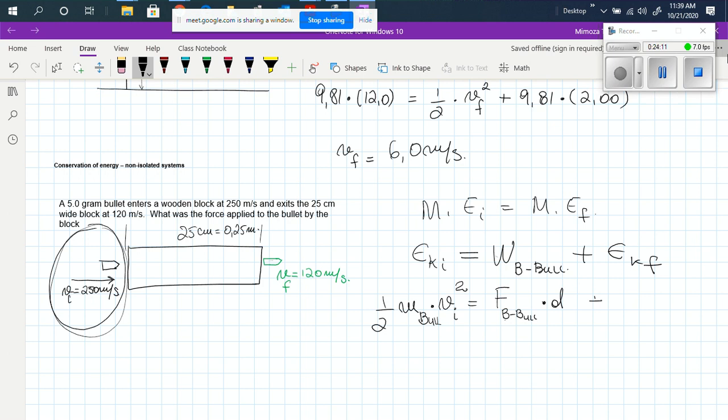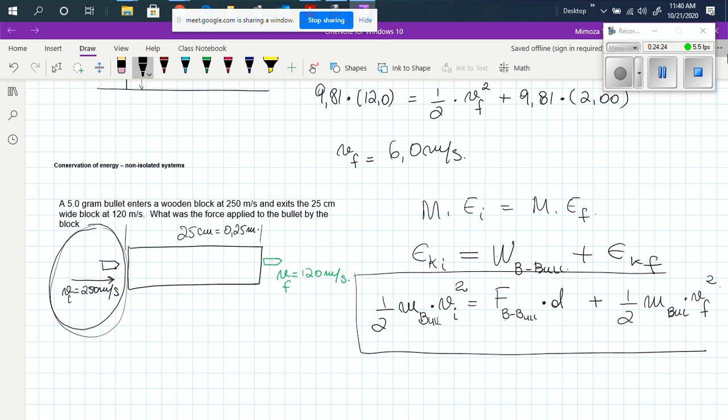This is what we know from work, plus 1/2 mass of the bullet times final velocity squared. In this relationship, we know everything but the force. So we know the mass of the bullet is 5 grams, which means 5.0 times 10 to the power of -3 kilograms. Initial velocity is 250.